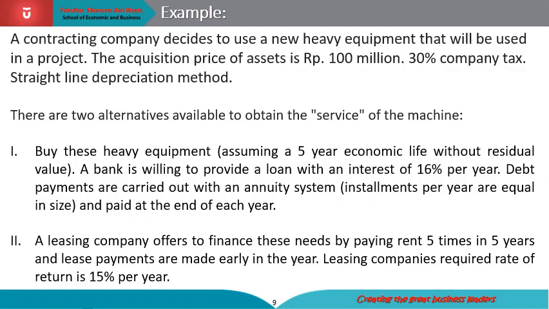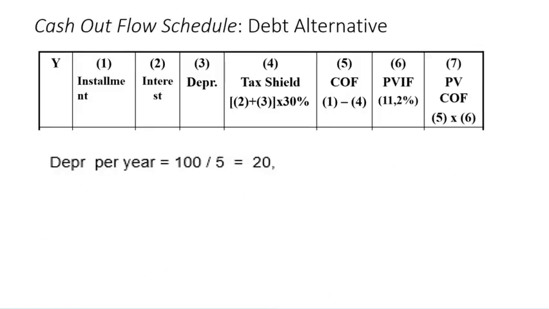If we go back again to the exercise above, we see here that there is a straight line depreciation method. So it means that by using the straight line method, the value of the depreciation comes from the initial outlay, here 100 over 5, which comes from 5 years, and it gives you 20 million, of course.